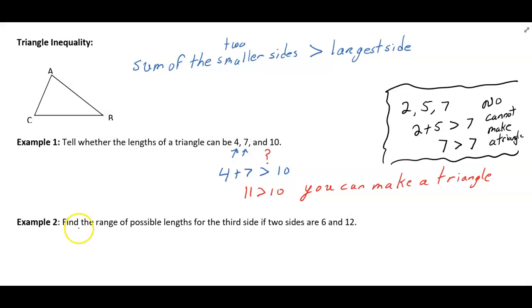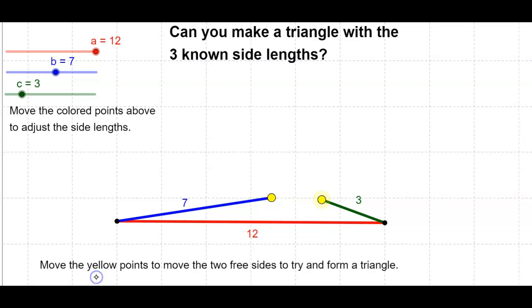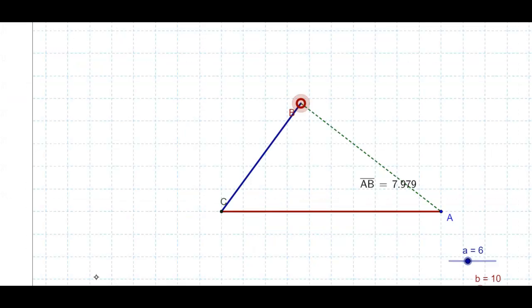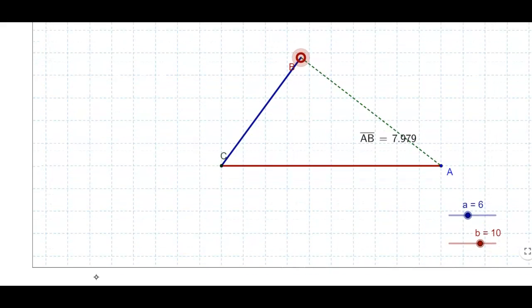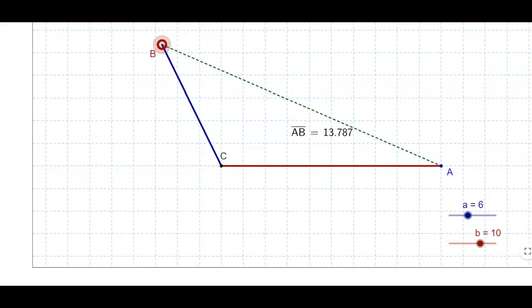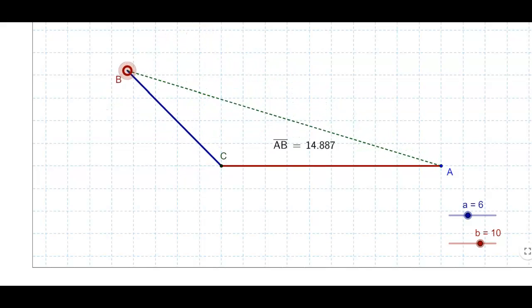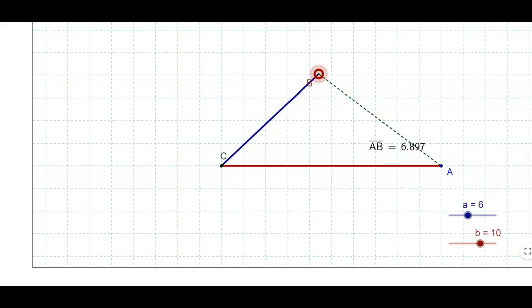The second problem here is to find the range of possible lengths for the third side of the triangle if two sides are 6 and 12. I'm going to use this other computer applet. Down in the corner, you see the sides are 6 and 10. The red side is 6, the blue side is 10. If I were to move this dot, you could see the triangle. So the question is, what's the longest the third side could be, that green side, and what's the shortest?